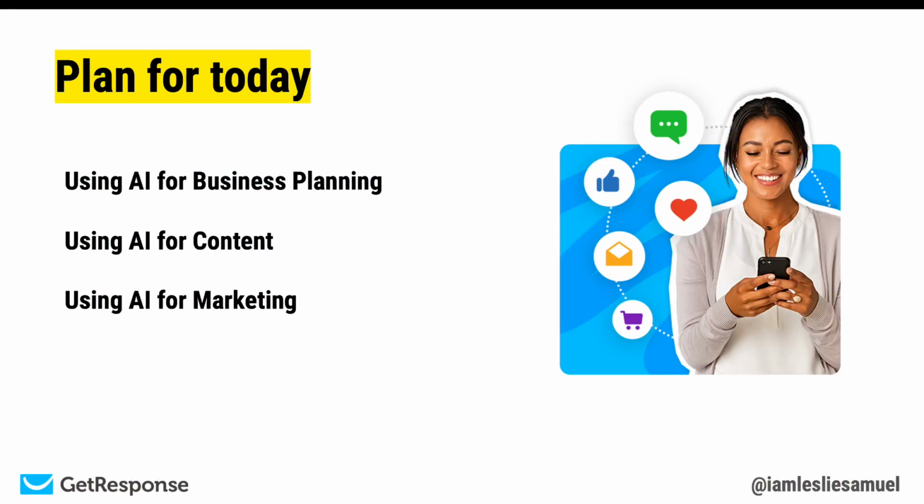So here's what we're gonna cover in this webinar. Number one, we're gonna be talking about using AI for business planning. Number two, we're gonna get into using AI for content. And then number three, we're gonna get into using AI for marketing. Those are the three topics that we're gonna get into.